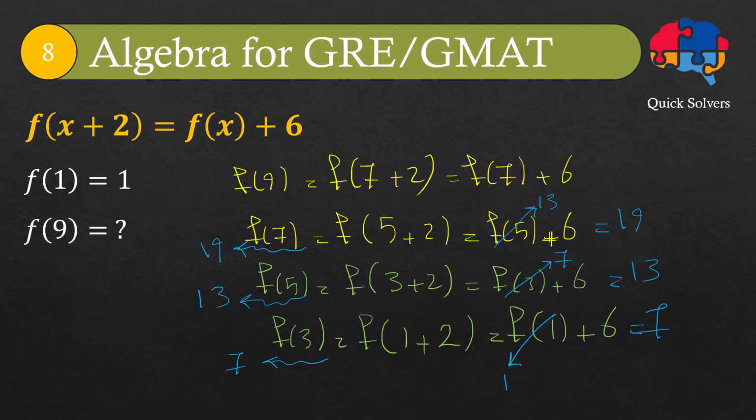Now I have f of 7. I replace f of 7 here, and we get 25. And this is telling me that f of 9 is 25. And we are done. But you see that this second approach is a bit longer, and if you want to find something like f of 90 or f of 1000, this way is not a very efficient one.